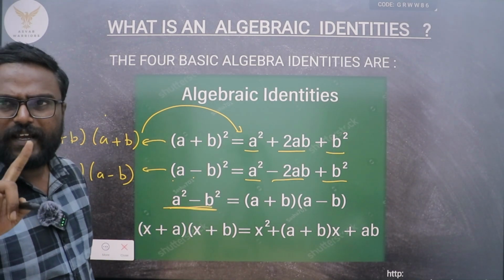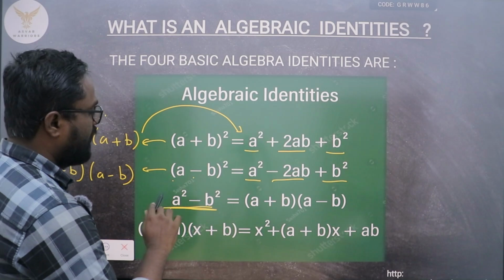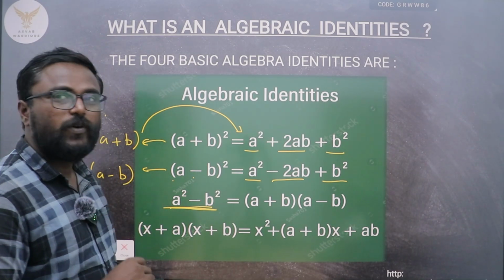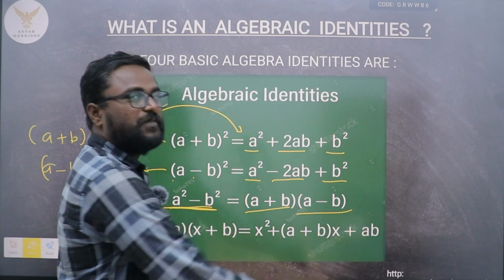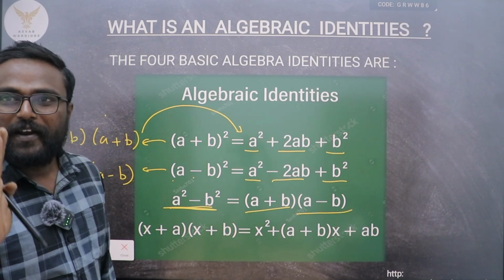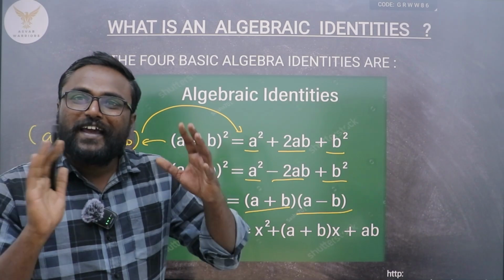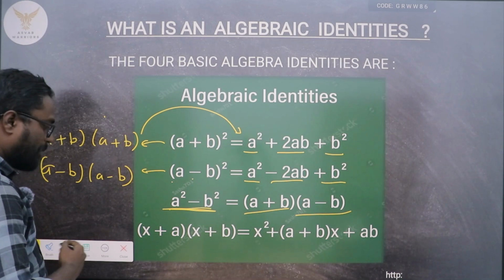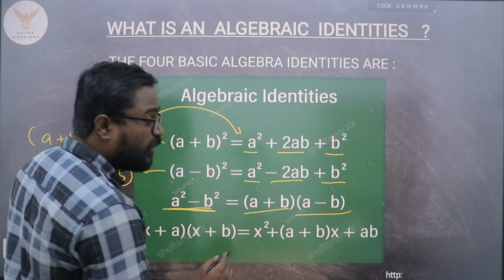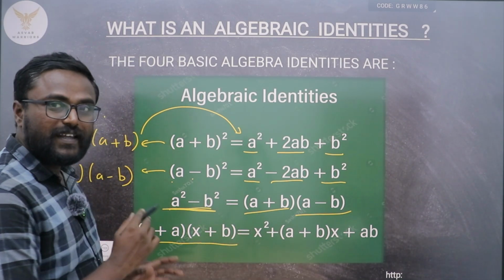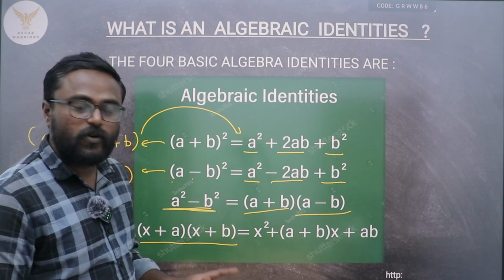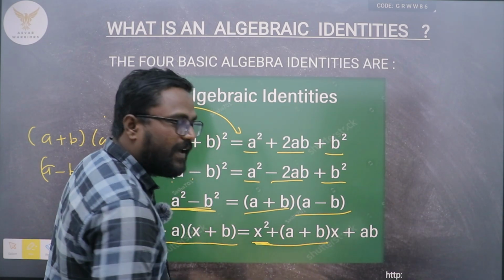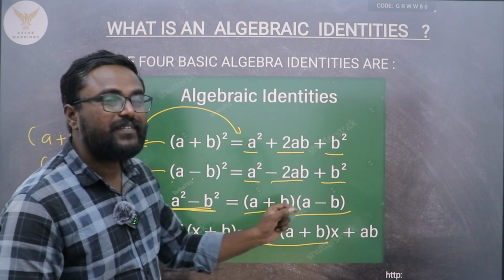Now this is very important, guys. This is going to be applicable in many cases in your ASVAB exam. A square minus b square will be equal to a plus b times a minus b. Always remember, a square minus b square will be equal to a plus b times a minus b. I hope you got that. Now this will be applicable when you are factorizing and simplifying things. X plus a times x plus b will be equal to x square plus a plus b times x plus ab.